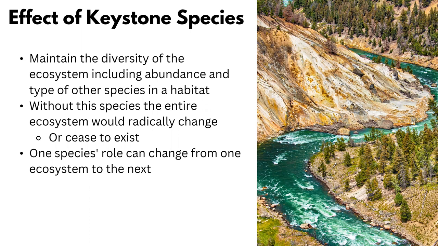Other species' roles can change from one ecosystem to the next. So if you look at the stream habitat and you think beavers are a keystone species, they might not be in a different area or a different habitat. So it is really dependent on where they are found. They might be critical in one, but they might not be critical in the other. They might just not be the same in two separate environments.